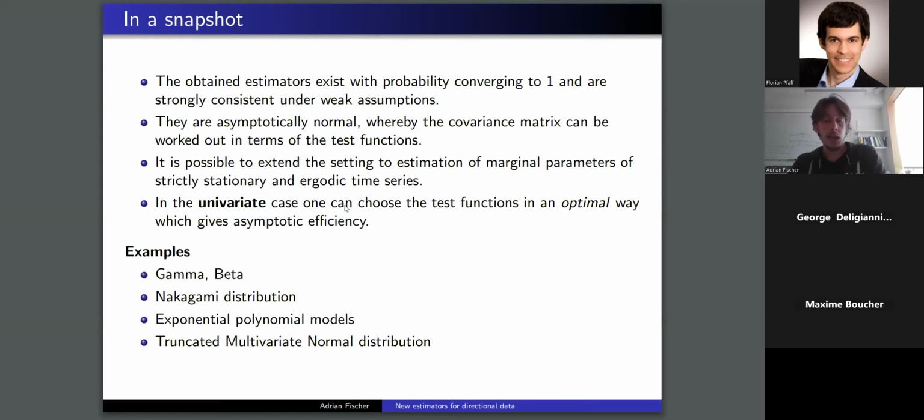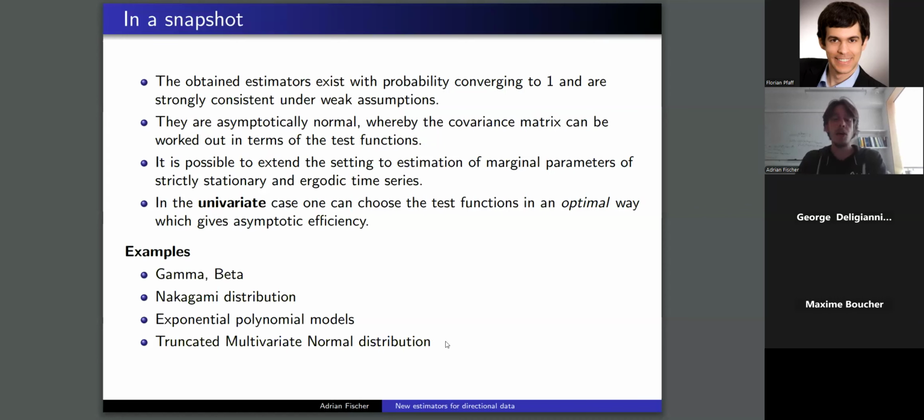And we look at a lot of examples, standard examples like gamma, beta, and the Nakagami distribution. A little more interesting are the exponential polynomial models, because here, for a high dimension of the parameter space, MLE and standard moment estimation can already be a little bit tricky. And with our approach, we get explicit estimators for any dimension of the parameter space.